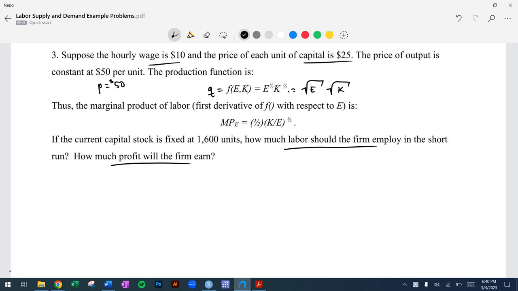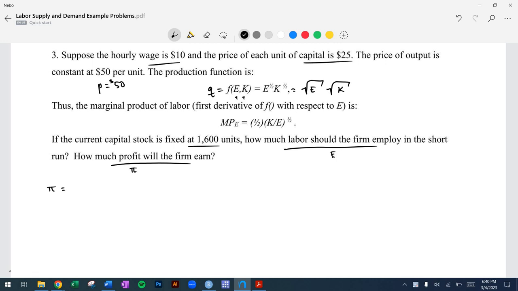We could use calculus, calculate the first derivatives with respect to each input in order to get the marginal products. But here we're given our marginal product of labor, we're given our fixed capital stock, and so we're going to figure out what amount of labor we should be hiring. So that's going to be the E, and profit, which we denote with pi. And so let's write down these formulas that we're going to have to calculate.